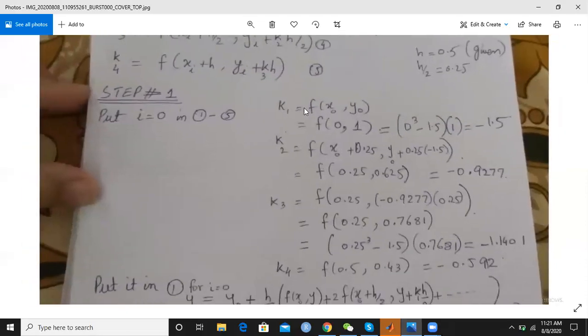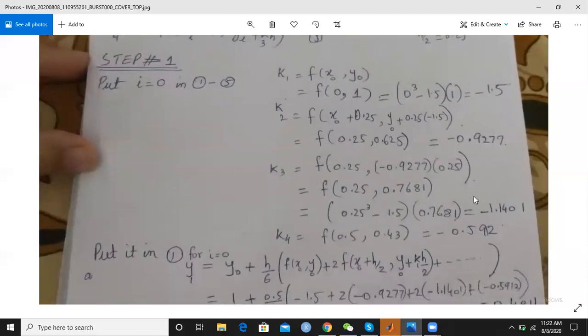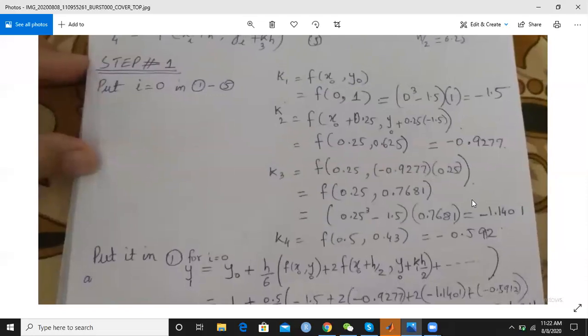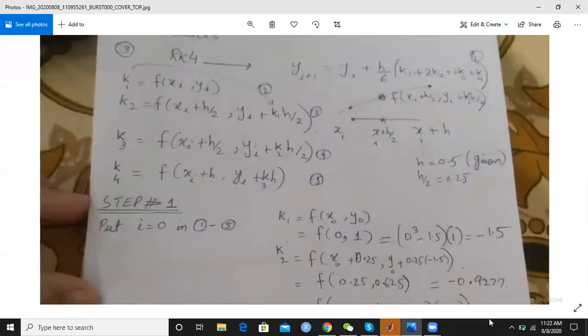Okay, so my values for k1, k2, k3, k4 are these. Now please pause the video and use your calculator and double check whether you get these values or not. If not, then watch it again and then simplify it, obtain k1, k2, k3, k4. Now use it in the formula number 1 by substituting i is equal to 0. Y1 is equal to y0 plus h by 6, and these k's.